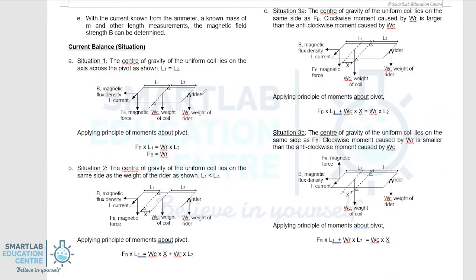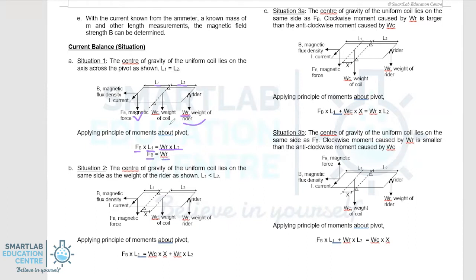With that, let's take a look at some examples. In this example, we have the weight of the rider as WR, so its moment about the knife edge is WR multiplied by L2, which is given here. And the current flow on the other end of the coil will give rise to a magnetic force which is downwards, and its moment will be FB times L1. And if L1 is equal to L2, then your magnetic force FB is equal to WR.